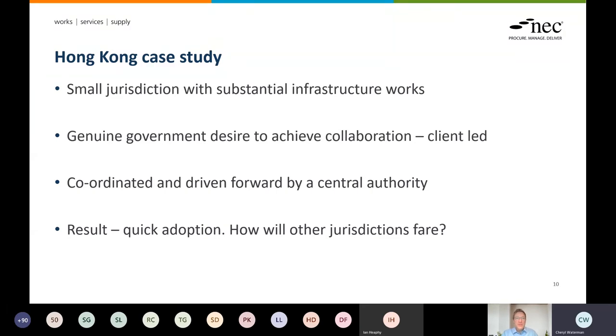And we've seen some really great examples of projects in Hong Kong. And you get the sense that it is all being driven centrally. It is coordinated and NEC is used consistently and not just on a one-off basis. And that worked very well in Hong Kong. It's got some unique features, but I still think there are some really good lessons that other jurisdictions can learn from Hong Kong on how to implement NEC.